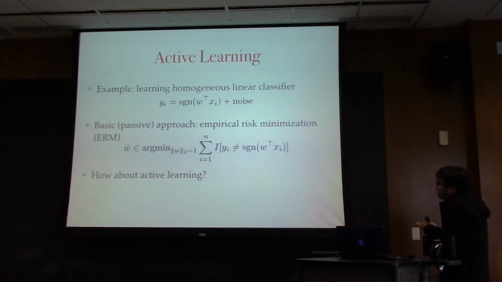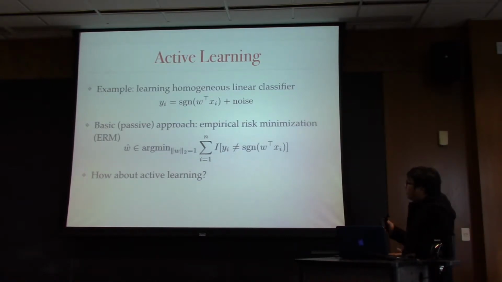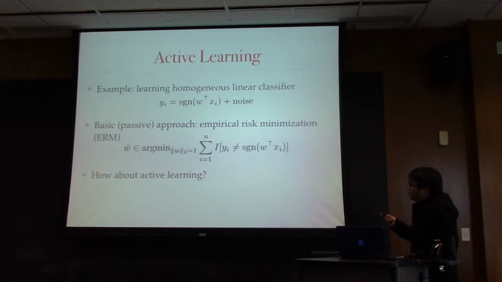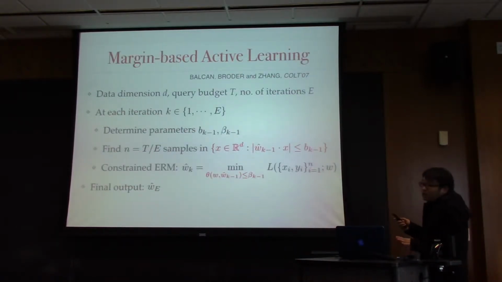So in the active learning setting, the problem is a little bit more complicated, because this time you have to do two things at the same time. First, you need to decide which xi you accept, and second, you need to find a learning algorithm to find a classifier W hat using the labels you obtained.